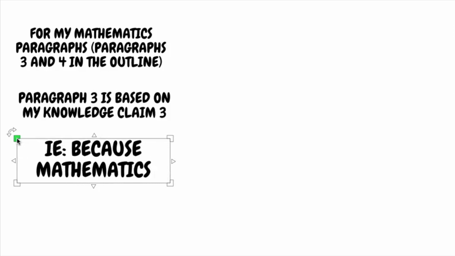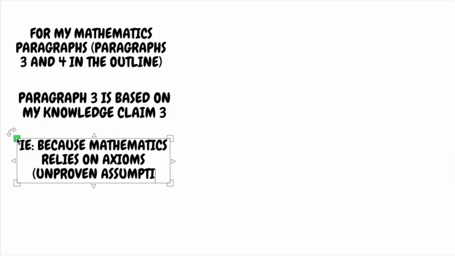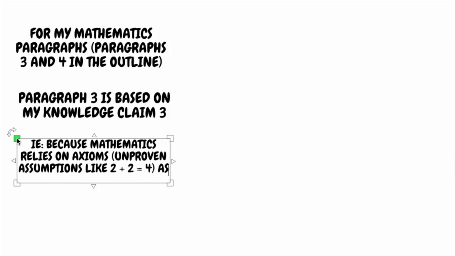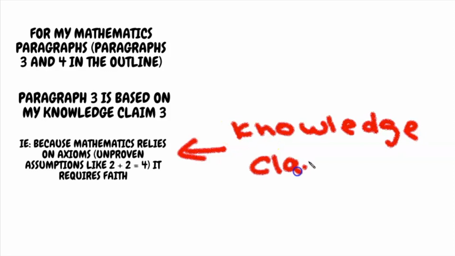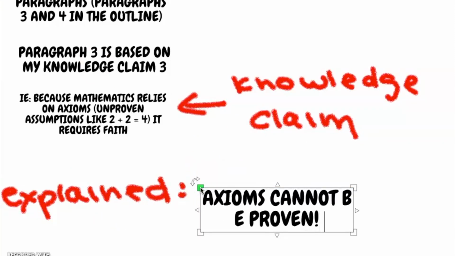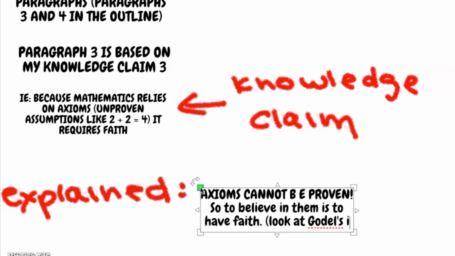Okay, so I've basically gone over my first 2 paragraphs about psychology, but what about mathematics as an area of knowledge? For paragraph 3, I would base it again on a knowledge claim, in other words, a response yes to the central knowledge question for mathematics. This could be, for instance, because mathematics relies on axioms, which are unproven assumptions like 2 + 2 = 4, it requires faith, and all mathematics is basically derivative of these basic assumptions.